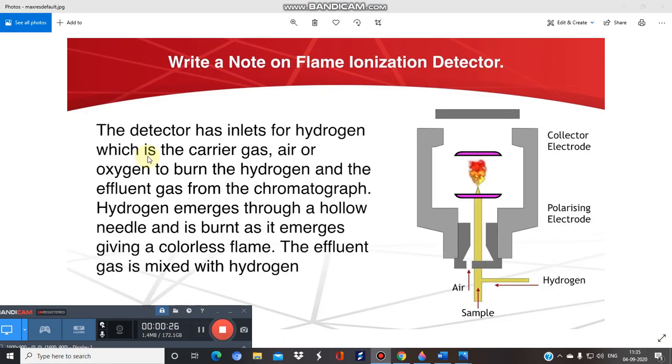So let's see one of the detectors that is very crucial, that is the flame ionization detector. Suppose this is the construction of the detector. We know that the sample, after passing through the column, will definitely go inside the detector.